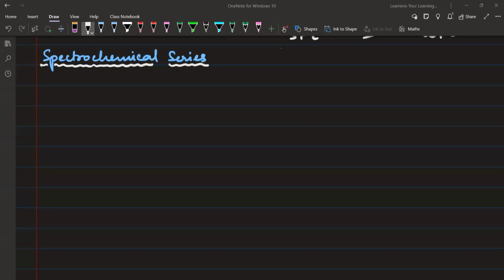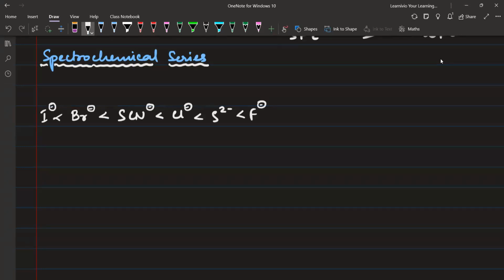That is, iodide is at the last. Then you have Br negative. Then SCN negative. After that, you have Cl negative. Then S2 negative. Then you have F negative. Now, these are known as, in general, सबको एक साथ क्या बोला जाता है? Halogen donors. After this, you will have OH negative. Then oxalate 2 negative, and then water. So obviously, these are known as the oxygen donors.